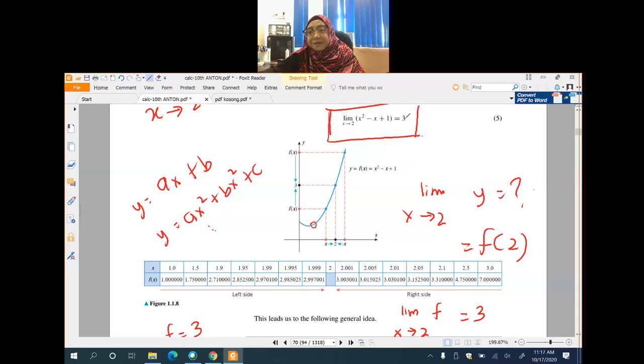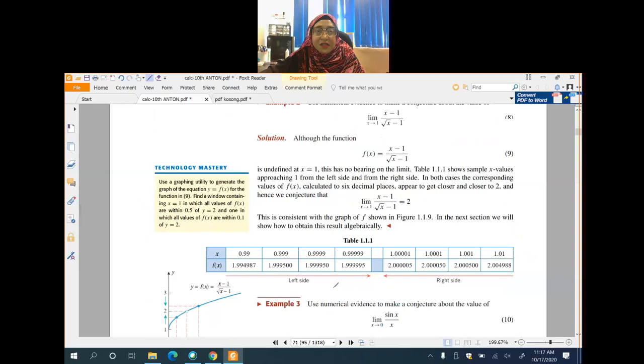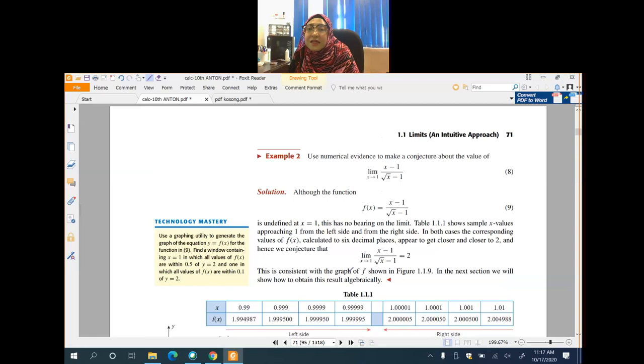Okay? So somehow this example here shows you the general way on how to find the limit, maybe not only for a polynomial, but for any other function as well. Okay, let's continue with our example 2. So our example 2 now is (x minus 1) divided by the square root of x minus 1. And we have to find the limit for that function as x tends to 1.